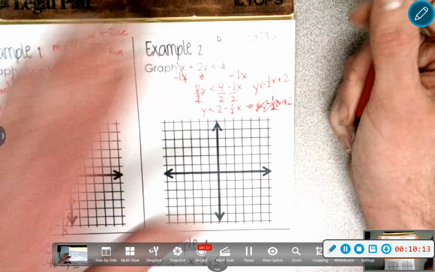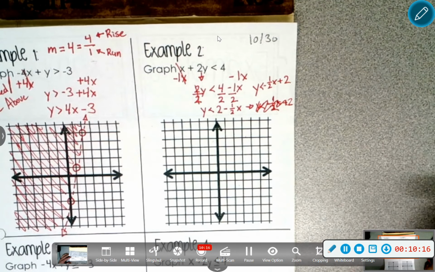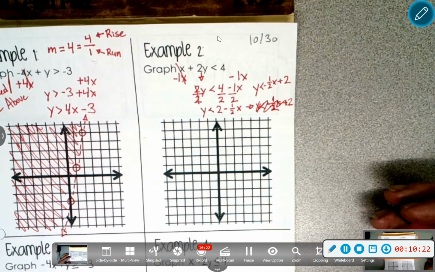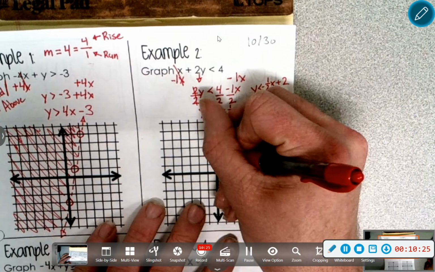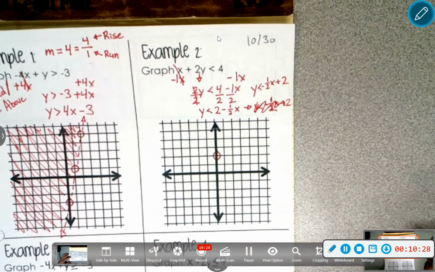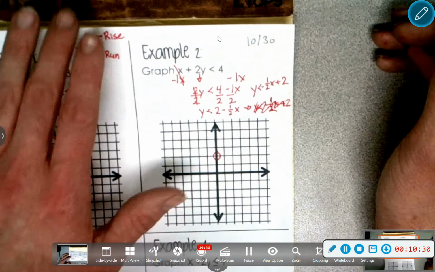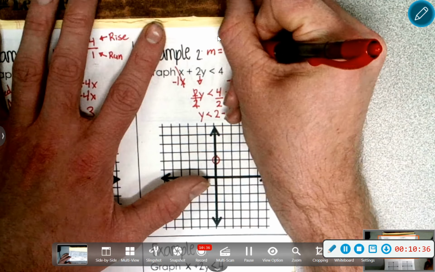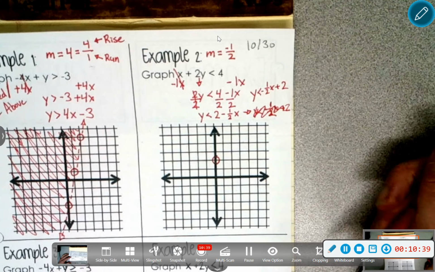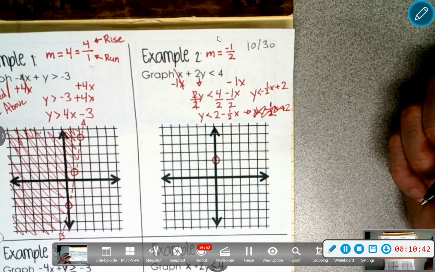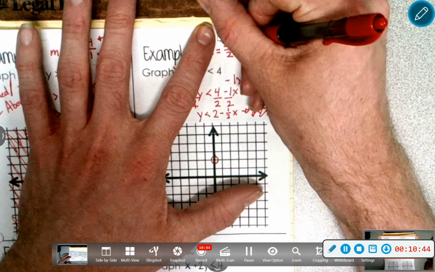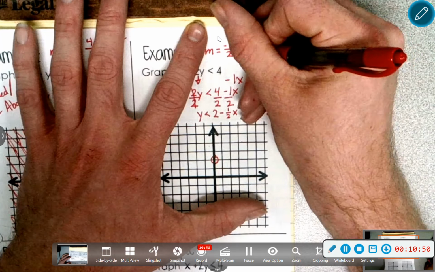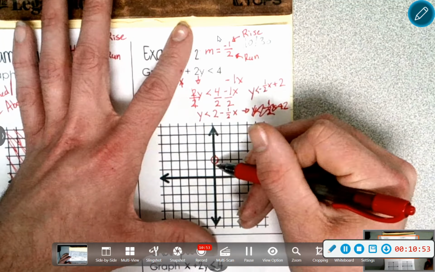As long as you know what your slope is and what your y-intercept is, you do not have to rewrite it. So what is my y-intercept this time? 2. So my first point's going to go on 2. If you are still struggling with graphing, pay attention. What is my slope? Negative 1/2. So what I'm going to do is my rise is negative 1. So am I going to go up or down? Down. How much am I going to go down? 1. And then you're going to run over twice.